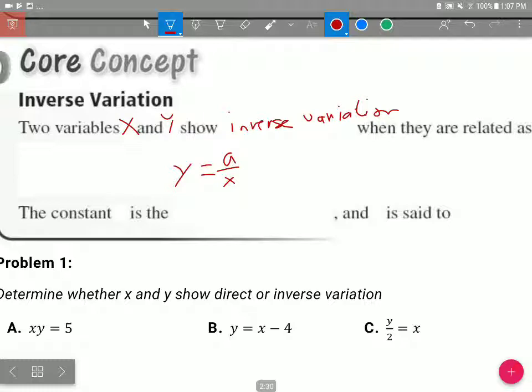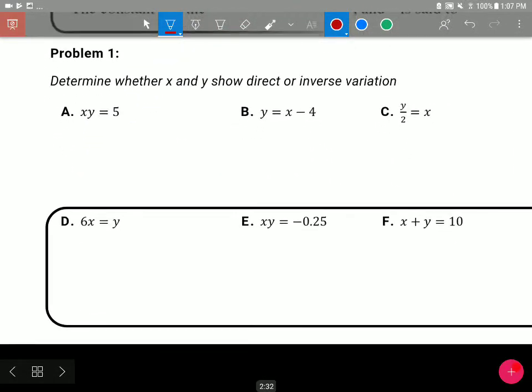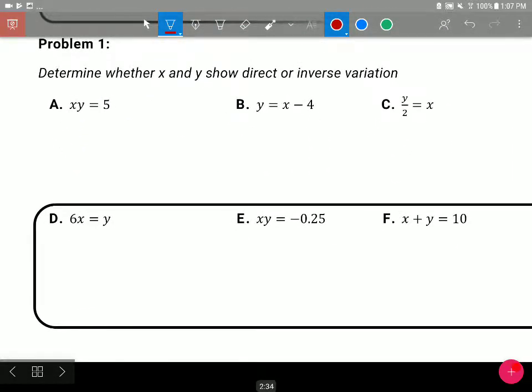All right, here we go. Determine whether X and Y show direct or inverse variation. Basically, the key to this is just solve for Y and look at it. So like letter A, if I were to solve for Y, what do I need to do? We got to get divided by X. So if I divide by X, I get Y equals 5 over X. Well, is that inverse or direct variation? Inverse. Remember, it's a constant divided by X, so that's inverse.